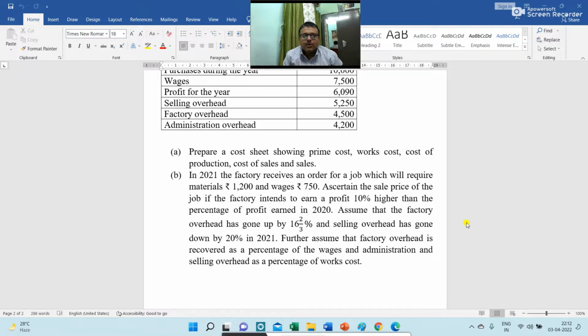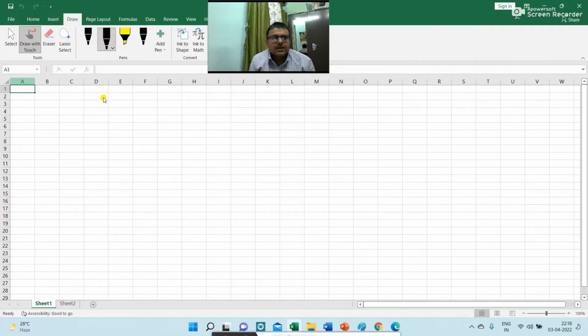Assume that the factory overhead has gone up by 16 2/3% and selling overhead has gone down by 20% in 2021. Further assume that factory overhead is recovered as a percentage of the wages, and administration and selling overhead as a percentage of works cost. This is a very good problem that we are going to solve today. So here is the solution.